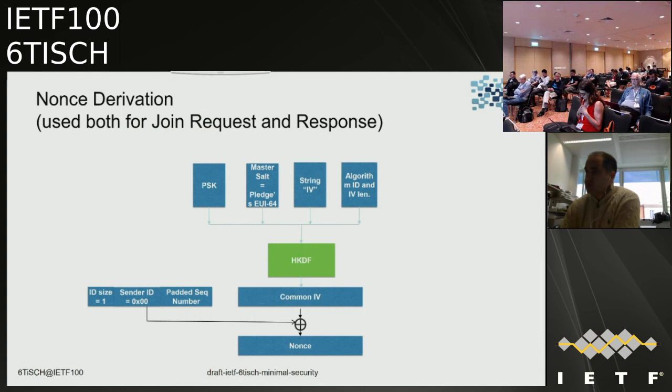Now, when it comes to nonces, as I said, in 03 there was a difference between the nonce used for the join request and the nonce used for the join response, but since join request and join response use two different keys, what the OSCORE authors did in their spec is that basically now they use the same nonce for the request and the response. And this is how we instantiate these in minimal security, where the PSK is passed through the key derivation function together with the pledge's identifier. This, as the output, gives a static IV that is kept on both sides. And then to construct the nonce for each request or response, this common IV is XORed with the sequence number together with the sender identifier of the entity initiating the request. Next slide, please.